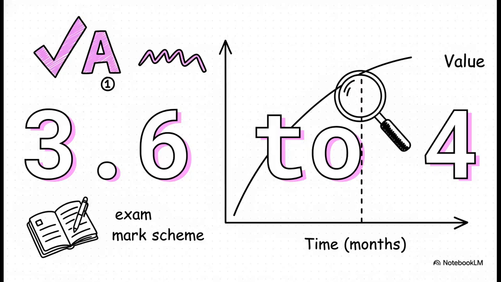All right, now for that second mark. This is the A1, or the accuracy mark. After you've drawn your lines, you just read the value from the x-axis. And the mark scheme is pretty generous. It allows a small range to account for tiny differences in drawing. For this question, any answer between 3.6 and 4 inclusive gets you the point.